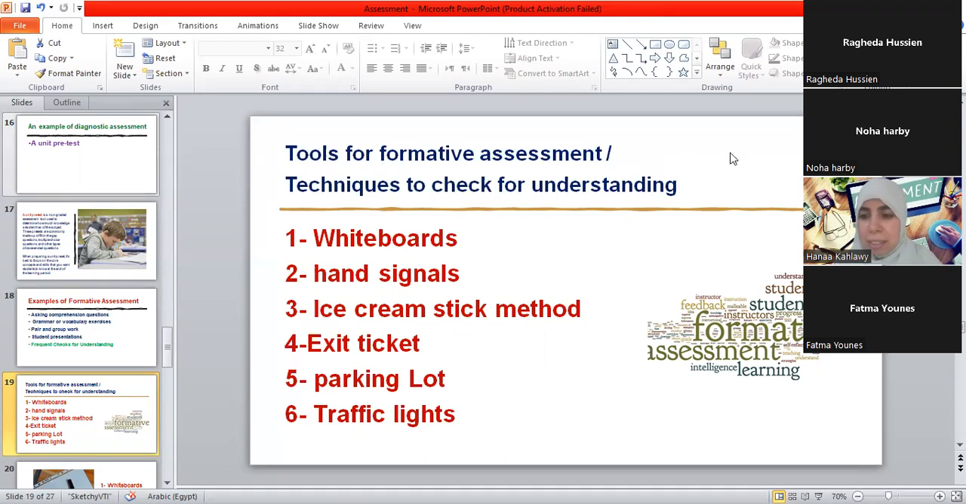Raghda, you raised your hand. I can agree with you all because I already used the ice cream stick method for my children at grade 6. It helped me a lot in class management because it was a large class and they were making a lot of noise. So it helped me to set discipline for my students.